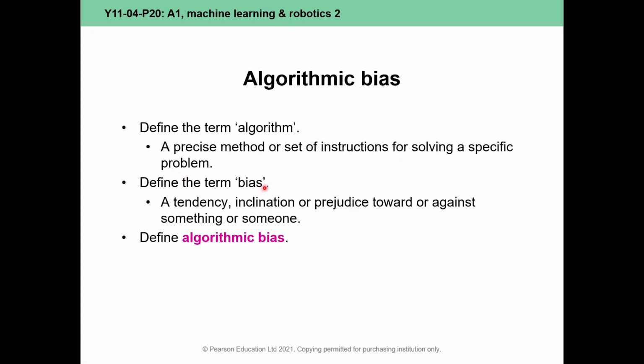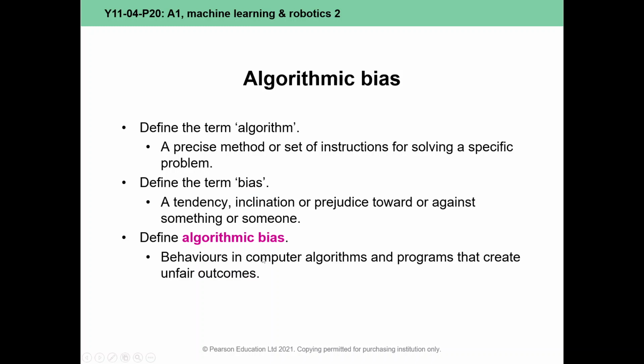We talk about bias, and you'll do this in English and geography and history, and it's the same kind of thing. It's where you tend to be a bit kinder to some people than other people. Maybe you have a bias towards being more friendly to people who wear a particular sports brand or a particular type of jewelry or a particular skin color or something like that. Humans can be biased, but so can computers. So algorithmic bias is where the behavior in a computer program has unfair outcomes.